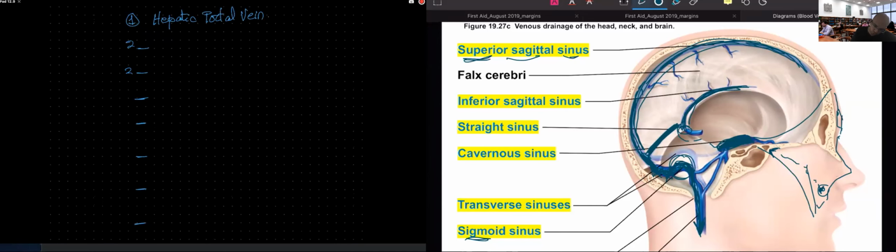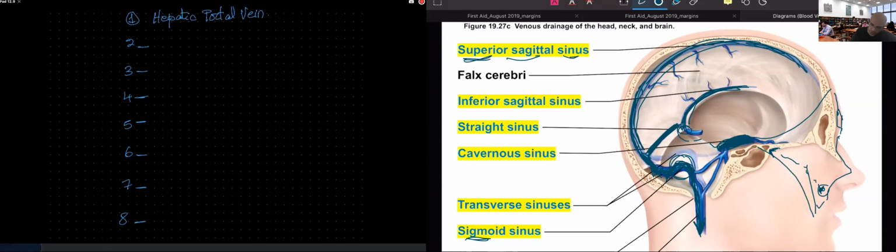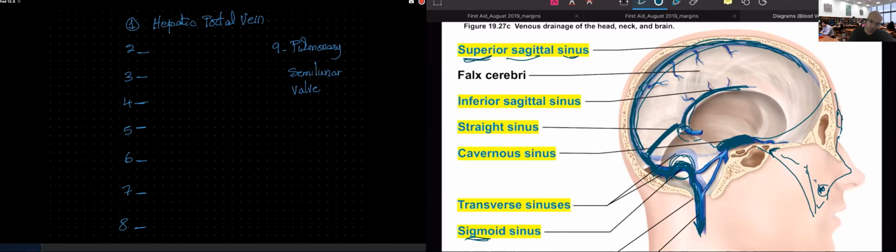All right, so you're going to have 2, 3, 4, 5, 6, 7, 8 here to complete. All right, and I give you number 9. It's going to be the pulmonary semilunar valve. All right, so can you please answer this as part of your in-class activity for today, starting from 2. I know that we did answer question number 2 before, but just add it on.